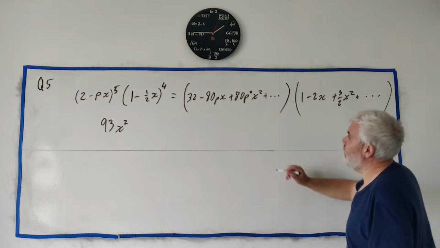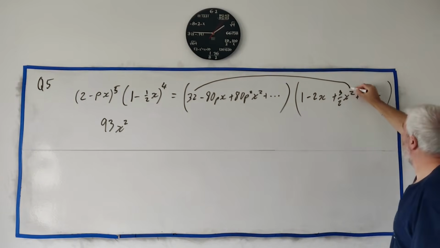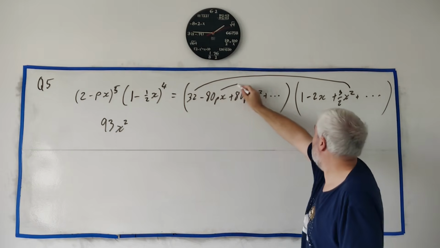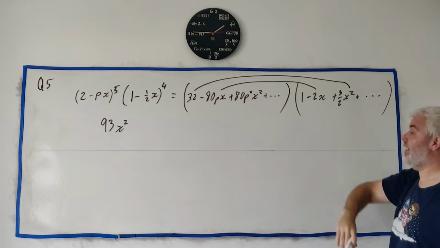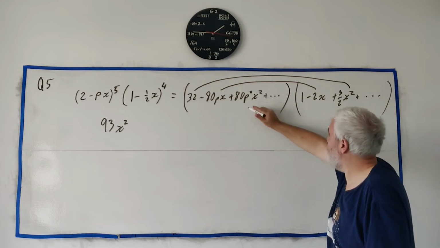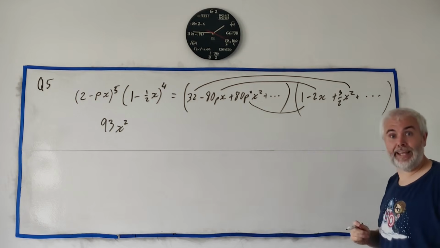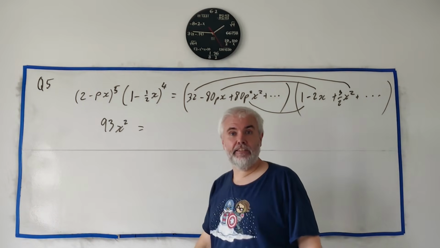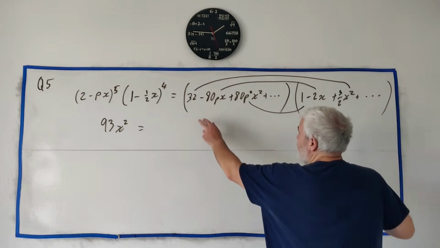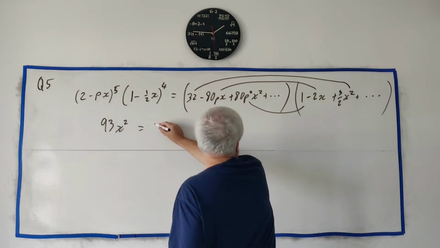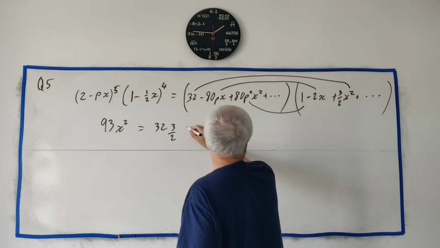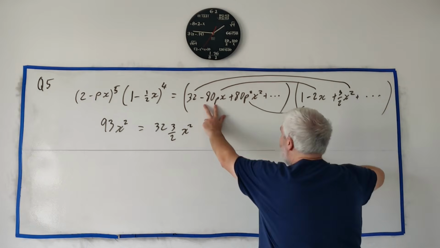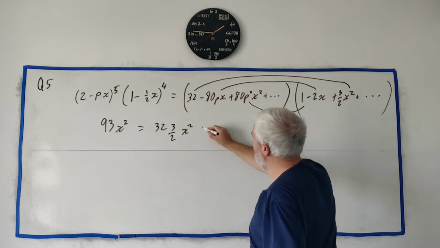So which one will I care about? I will care about 32 multiplying by this x squared. I will also care about this x multiplying by this x. That will make an x squared. I will also care about this x squared multiplying by this number. That will make an x squared. And I know all 3 of them are going to add together to equal 93. So let's do that out. 32 multiplied by 3 over 2 times x squared. Then we'll have minus 80p times minus 2x. 2 minuses will make a plus.